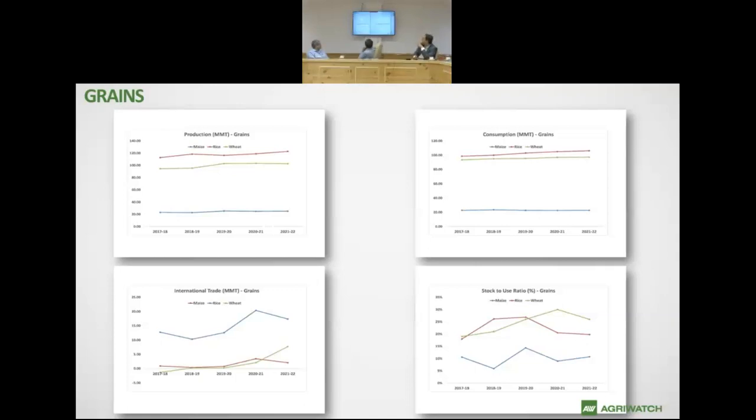But again, we have to be very careful here when we look at the stock to use ratio. When we start going below 20%, that's a red flag, especially for commodities like wheat and rice, which are staples for India. Over-aggressive export could be something we need to be careful about. It is an opportunity, but we have to be careful about it, for the ecosystem.